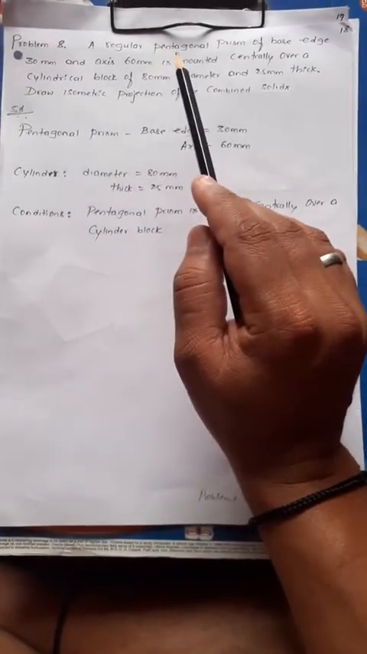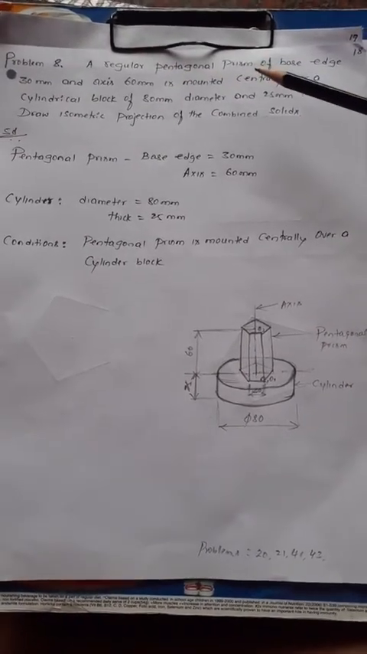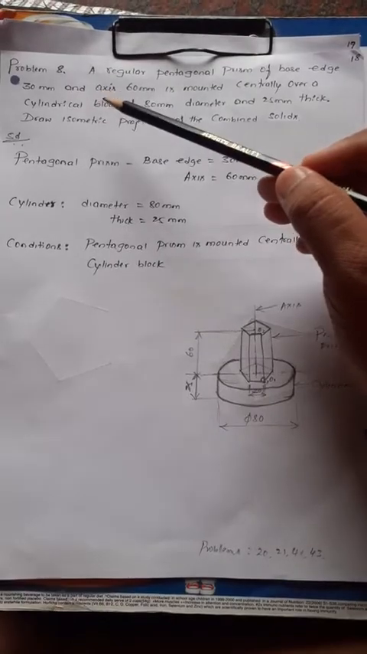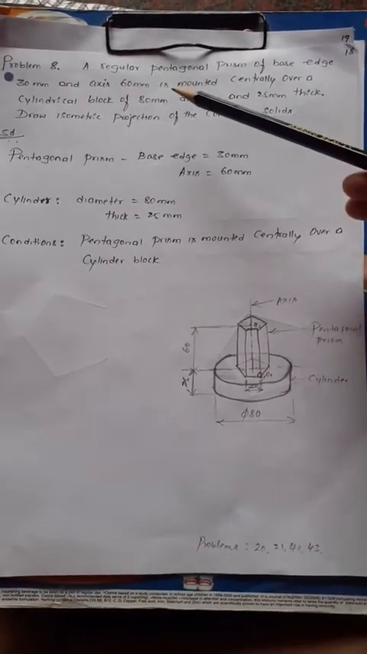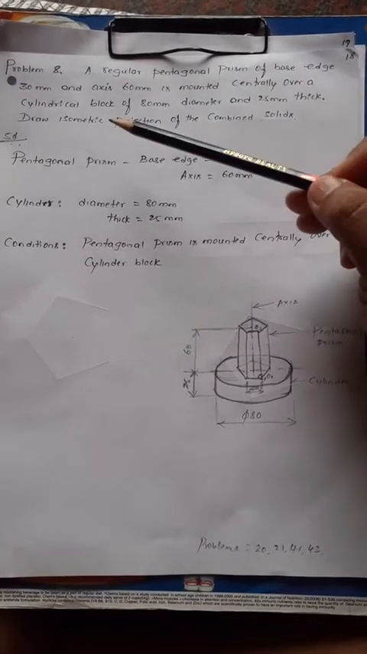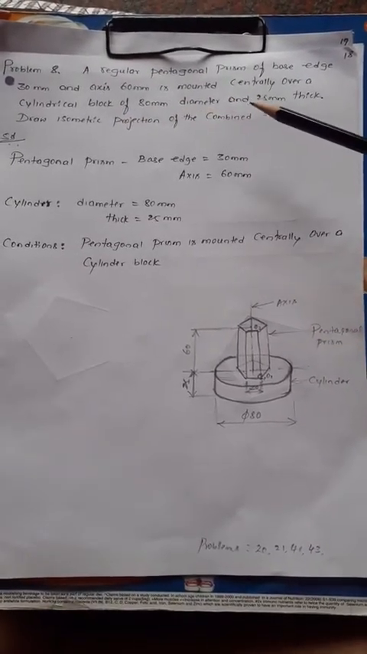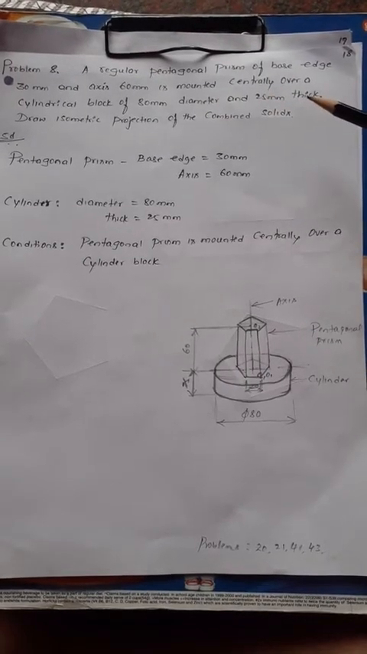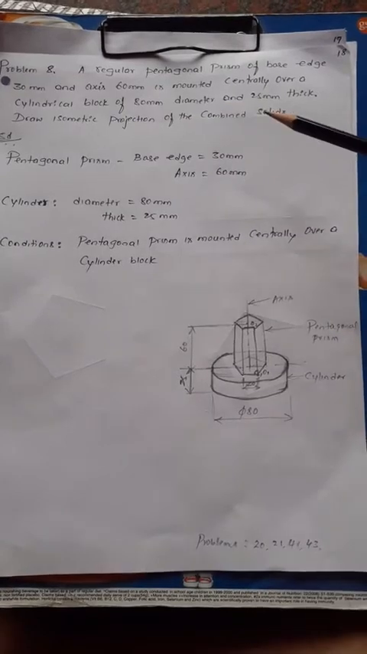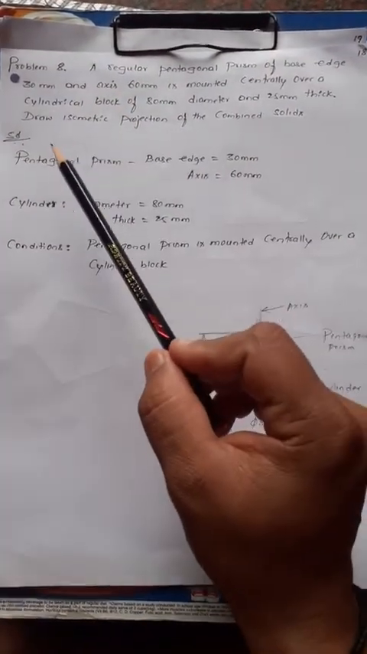Our next lecture video is on to solve problem number 8. A regular pentagonal prism of base edge 30 mm and axis 60 mm is mounted centrally over a cylindrical block of 80 mm diameter and 25 mm thick. Draw isometric projections of the combined solids. Here again the two solids are given.